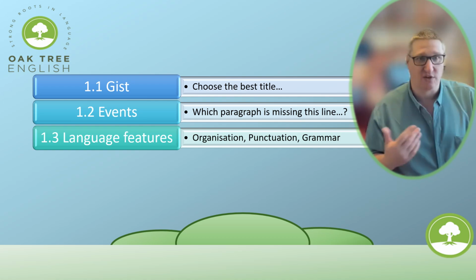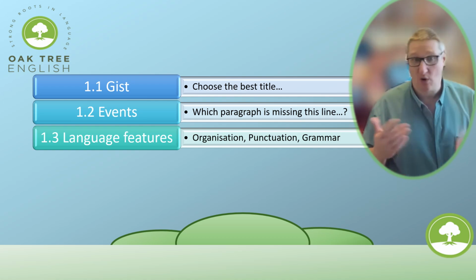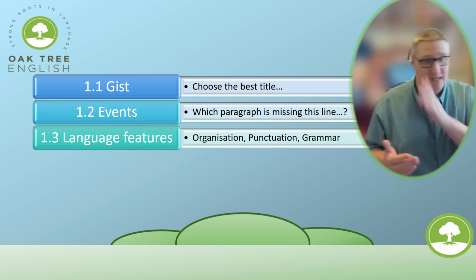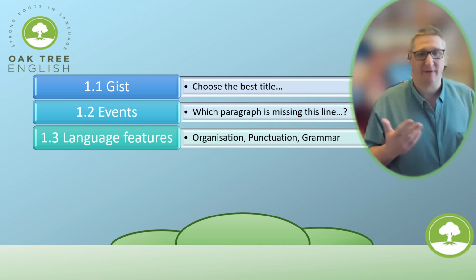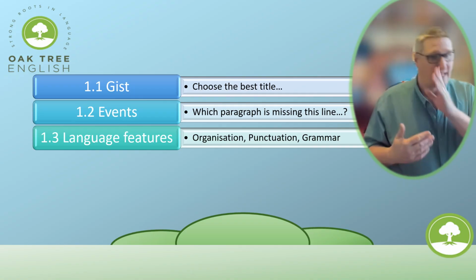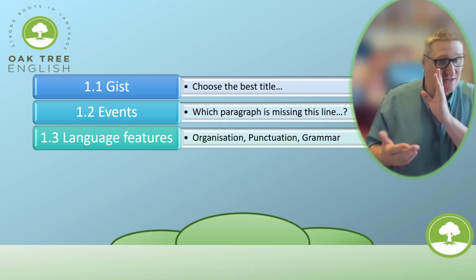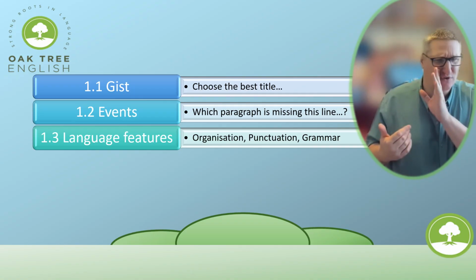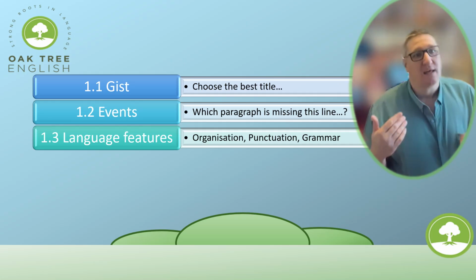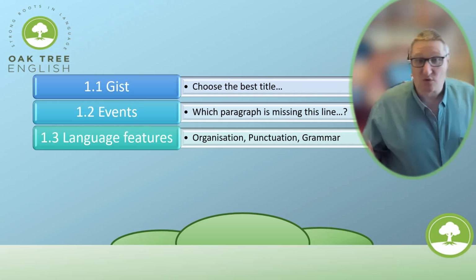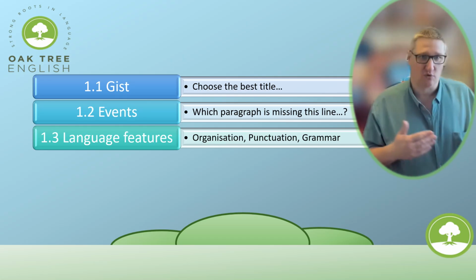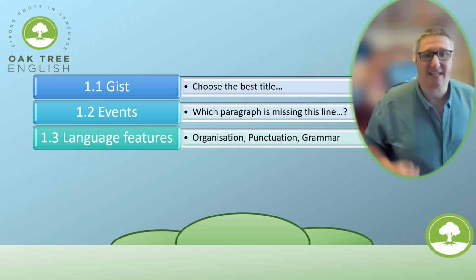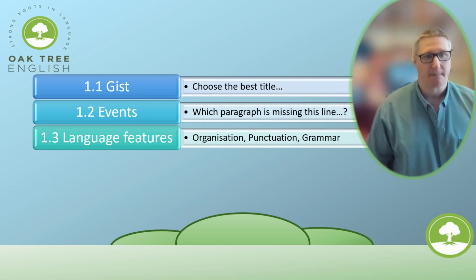Punctuation like the use of colons or speech marks. Why has a colon been used here? It's probably to introduce a list. That's what colons are for. Why have speech marks been used here? It's probably to introduce speech. That's what speech marks are for. The clue's in the name. And also grammar, such as why has the passive voice been used, or why has this particular tense been used.